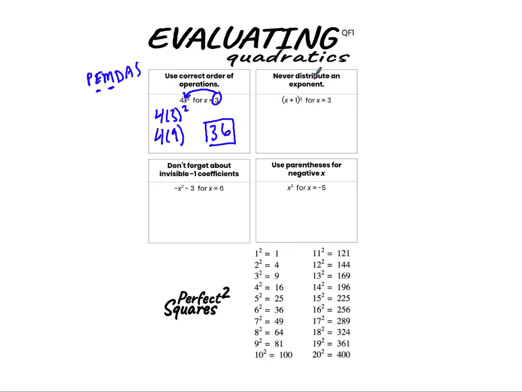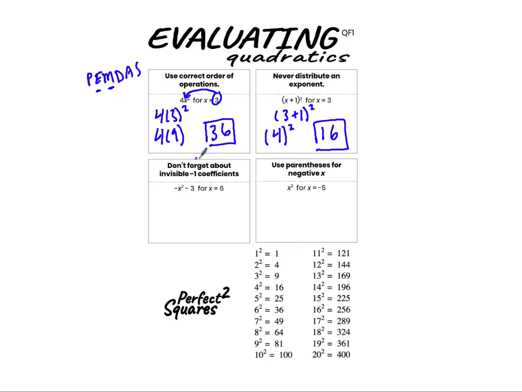The second thing we want to keep in mind is that we can never distribute an exponent. So x plus 1 squared is not the same as x squared plus 1 squared. Let's go ahead and plug in 3 for x. And then I have 3 plus 1 squared. I cannot say that that is 3 squared plus 1 squared. I'm going to go ahead and add 3 and 1 first. That gives me 4. And then I need to square it. So 4 squared is just 16. And you can see that 3 squared plus 1 squared would have been 10. That would have been wrong. So go ahead and add first and then square.